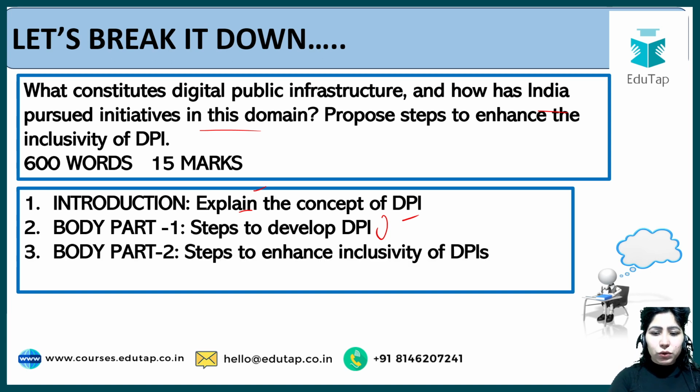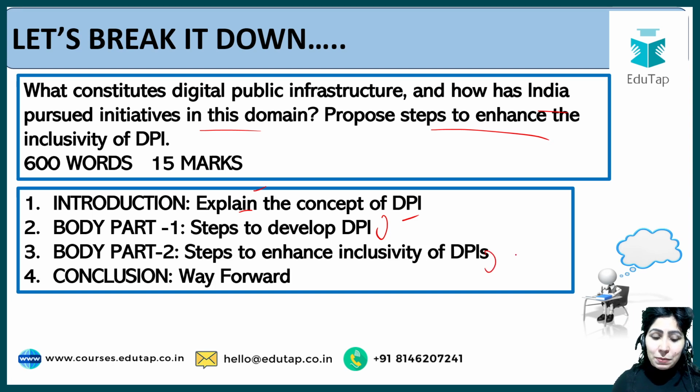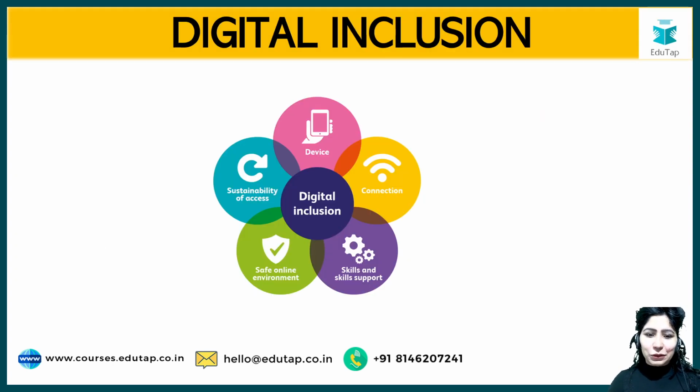Then in body part two, we are asked to propose steps to enhance the inclusivity of DPI. So steps to enhance inclusivity of DPI would be your body part two. In the conclusion, we'll talk about some challenges in one line, that what are the challenges which are restraining or curtailing the growth of DPIs in the country, and then we'll end with a way forward. Talking about the introduction, but first of all, digital inclusion or digital public infrastructure should be clear to you.